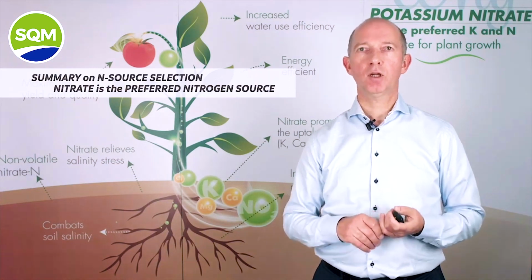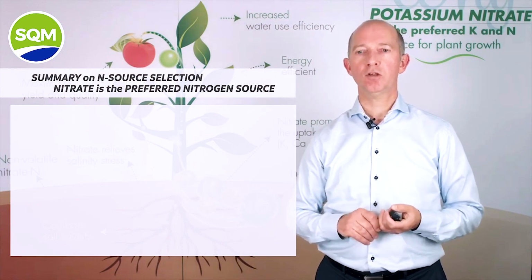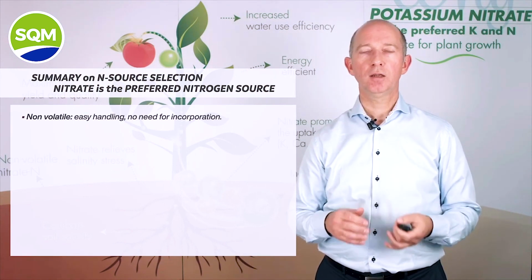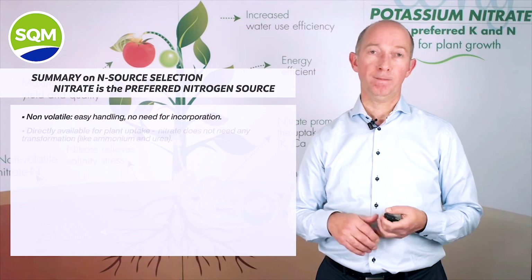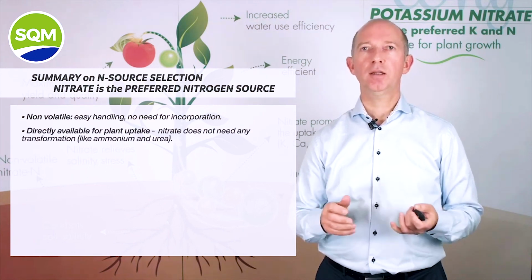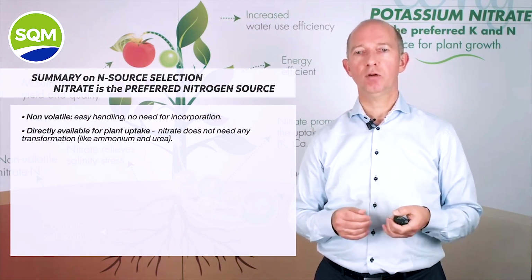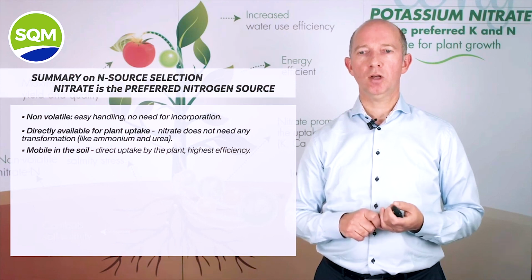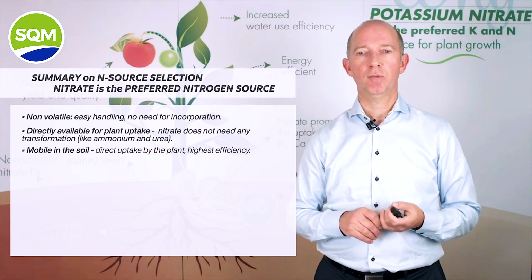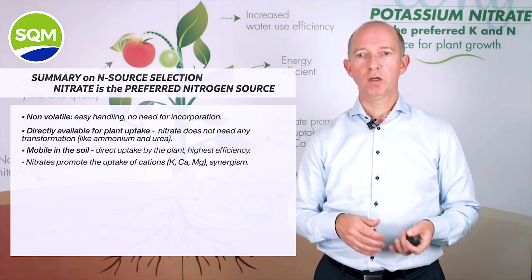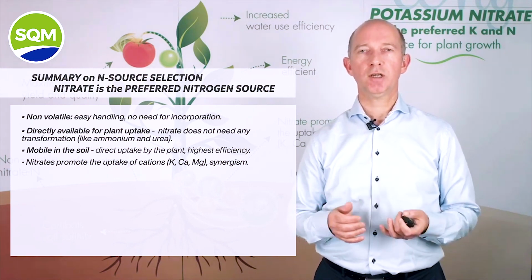To summarize, when it comes to the selection of the nitrogen source, nitrate is the preferred nitrogen source. It's non-volatile, easy to handle, no need for incorporation into the soil. Directly available for plant uptake. Nitrate does not need to undergo any transformation, as is the case with urea or ammonium. Nitrate is mobile in the soil, can be directly taken up by the plant, which makes it a highly efficient nitrogen source. Nitrate, with its negative charge, promotes the uptake of cations: potassium, calcium, magnesium. There's a synergistic action between the two.